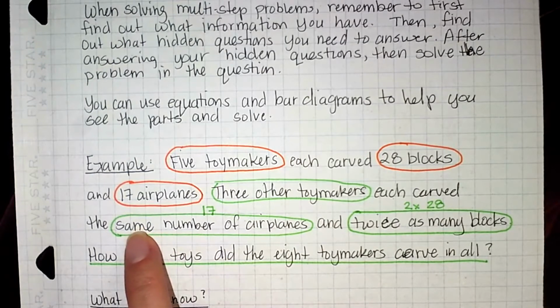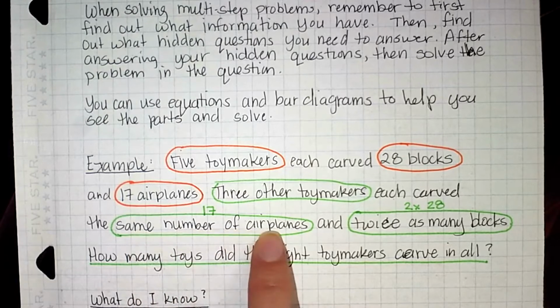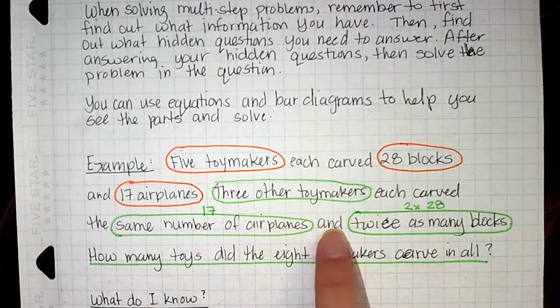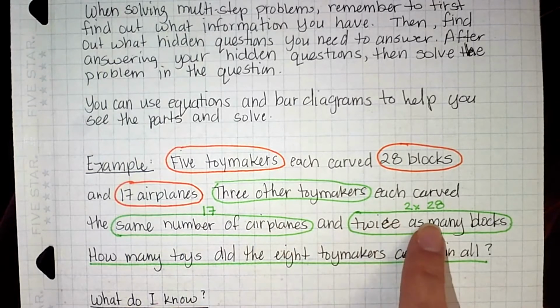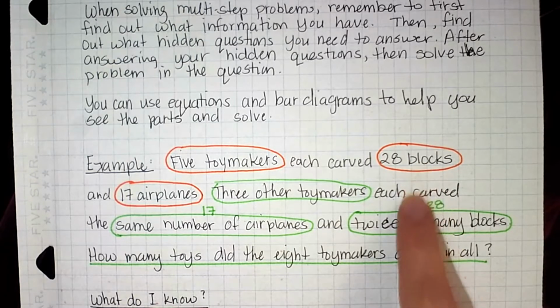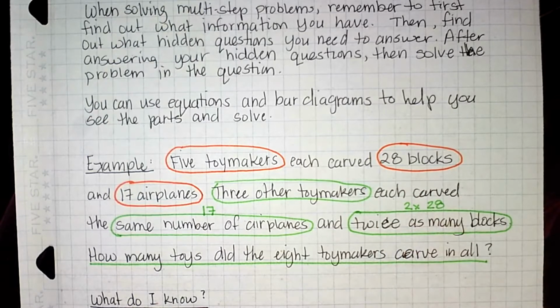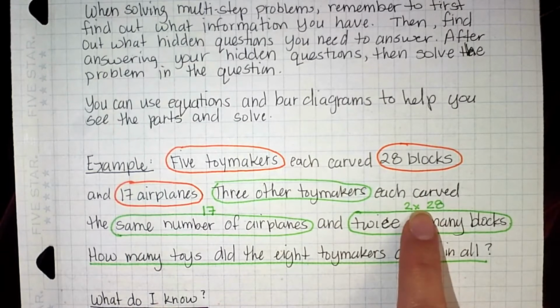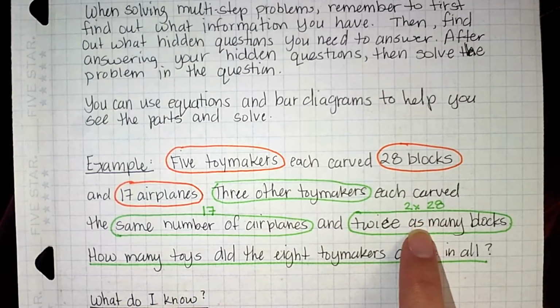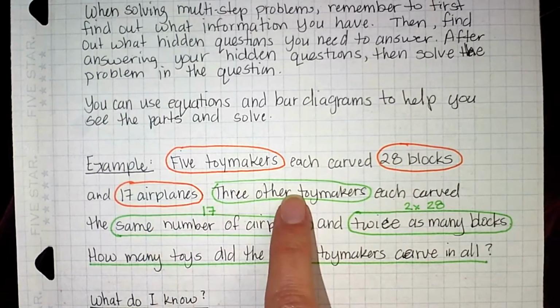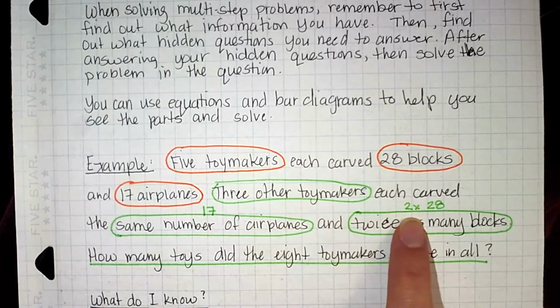So over here for the 3 other toy makers, it said they made the same number of airplanes, so also 17. So I wrote the 17 up here so I don't forget. And they made twice as many blocks. So twice as many means 2 times whatever the other group made. So the first group, the 5 toy makers, made 28 blocks. So the 3 other toy makers made 2 times 28 blocks. So I wrote that equation up here. This way, I don't have to reread the entire word problem to find the information that I need. The 5 toy makers made 28 blocks and 17 airplanes. The 3 toy makers made 17 airplanes and 2 times 28 blocks.